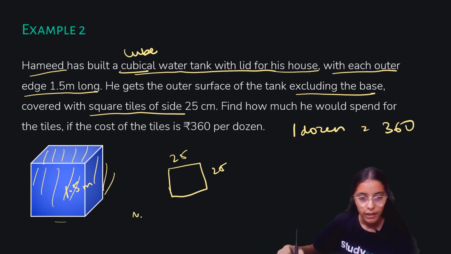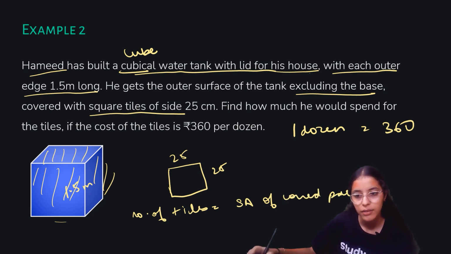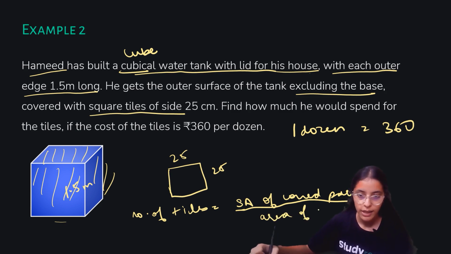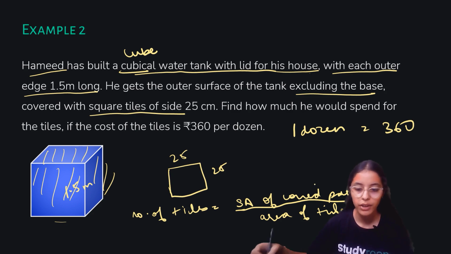To find the number of tiles, we have to find the surface area of the covered part, that is, the area of the cube without the base, and then divide it by the area of a tile. This would give us the number of tiles. Now let us proceed to finding the surface area of the covered part.